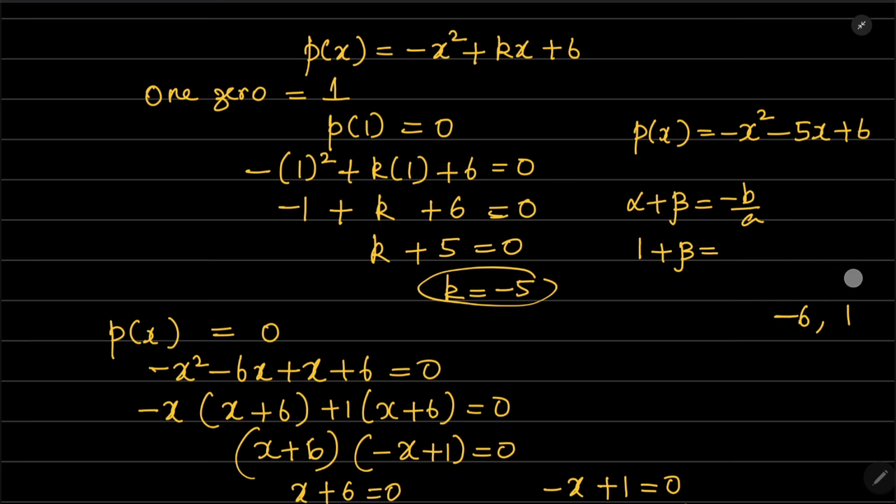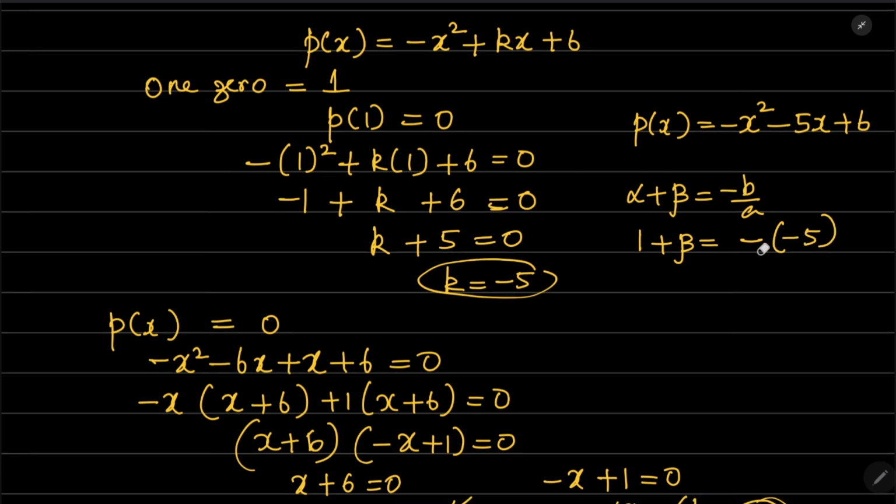Let me erase all of this. Minus of b, b is nothing but minus 5. A minus b I have written. Your a is nothing but minus 1. Right? So minus minus gets cancelled. So what is your beta? Minus 5 minus 1, which is minus 6. So beta equal to minus 6, so that's your other zero.